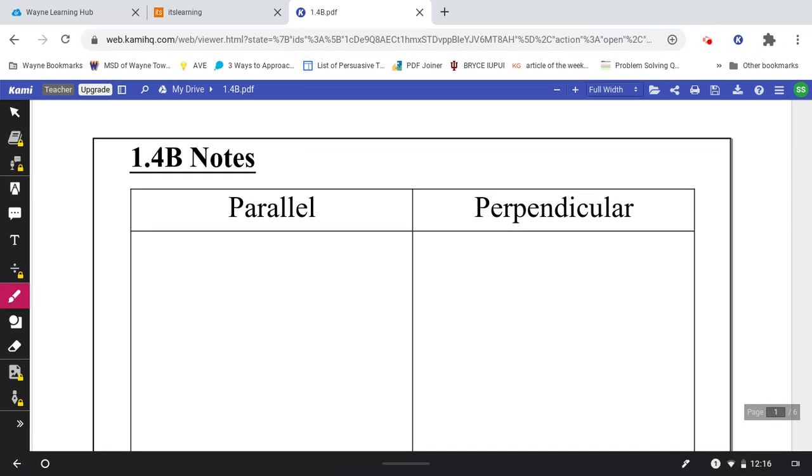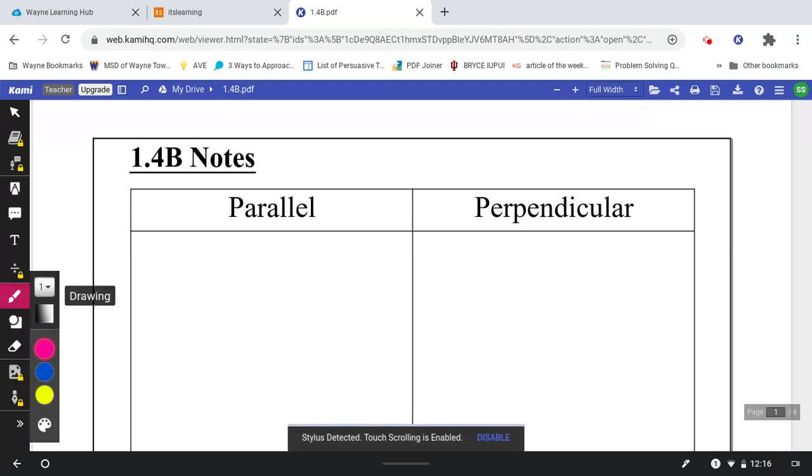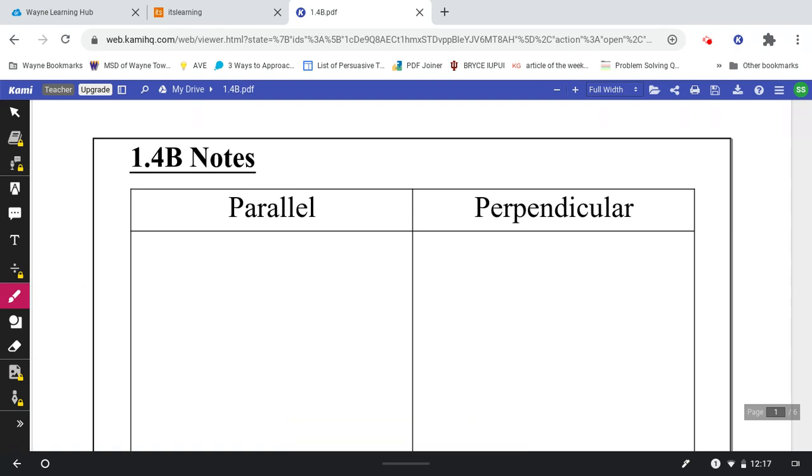These are the 1.4 B notes for Algebra 2. Today we're going to talk about parallel and perpendicular lines. So for parallel lines, you know the parallel lines look like this, right? And they never cross. Almost like a set of railroad tracks.